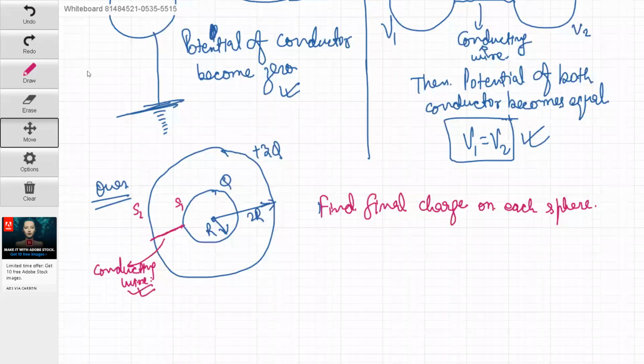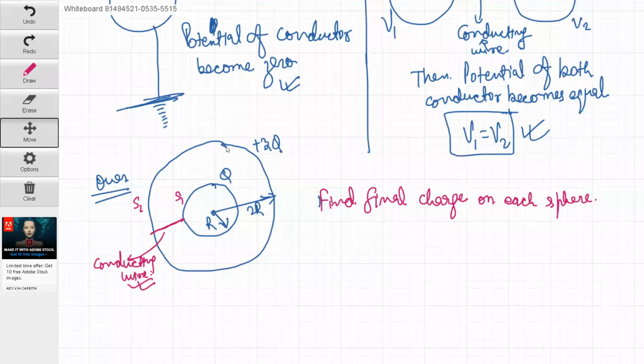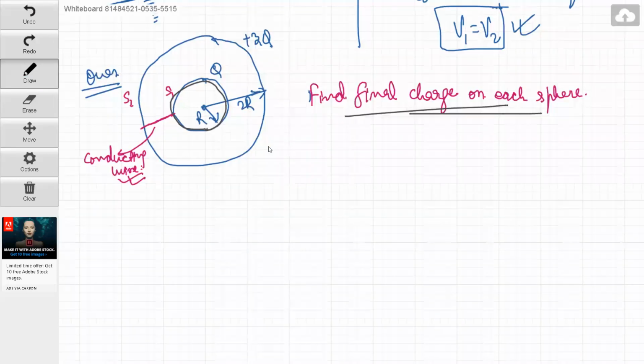So let the charge on the inner sphere become Q. Suppose it is Q, a small q. Then what is the charge on the outer sphere? Can you tell, dear student? So on the inner sphere total charge was capital Q, and on the outer sphere total charge is plus 3Q. When you connect it with the conducting wire, total charge will remain same. It is not going to change. Is this okay? Total charge remains same. It is not going to change. Just wait one second.